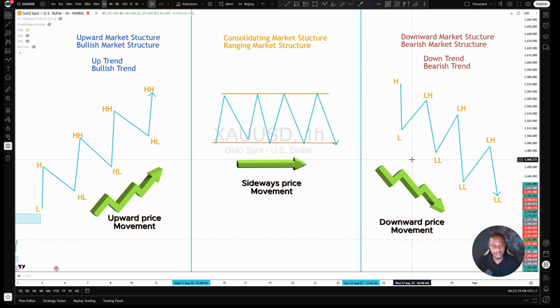Now, these are the three different market structures in the simplest form that they can be drawn.